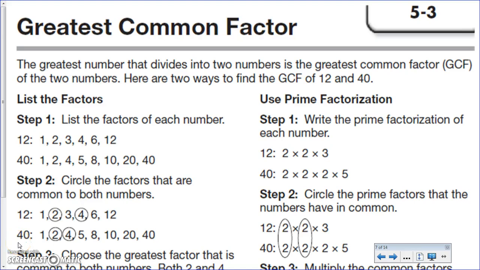Now we are looking at greatest common factor. The greatest number that divides into two numbers is the greatest common factor of the two numbers. Here are two ways to find the GCF of 12 and 40.